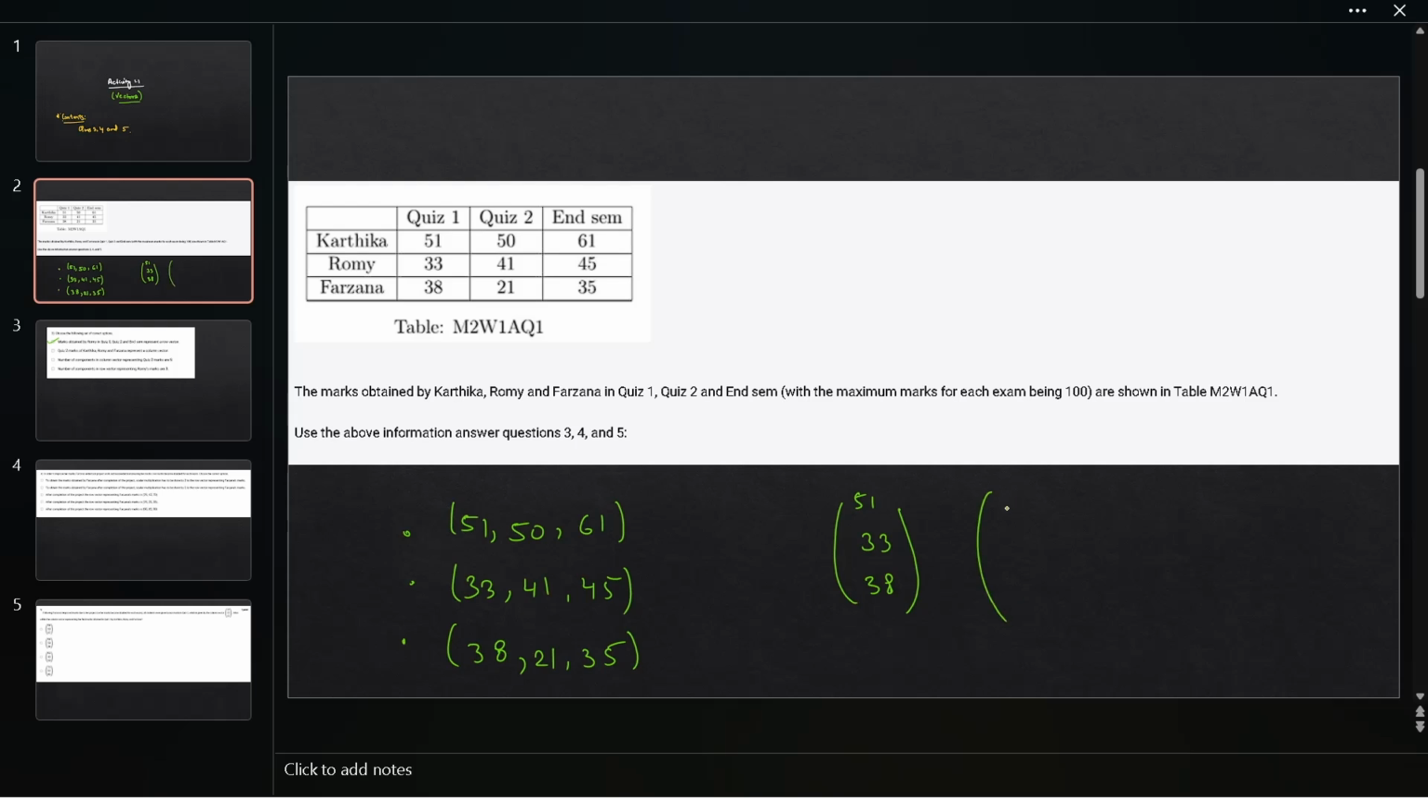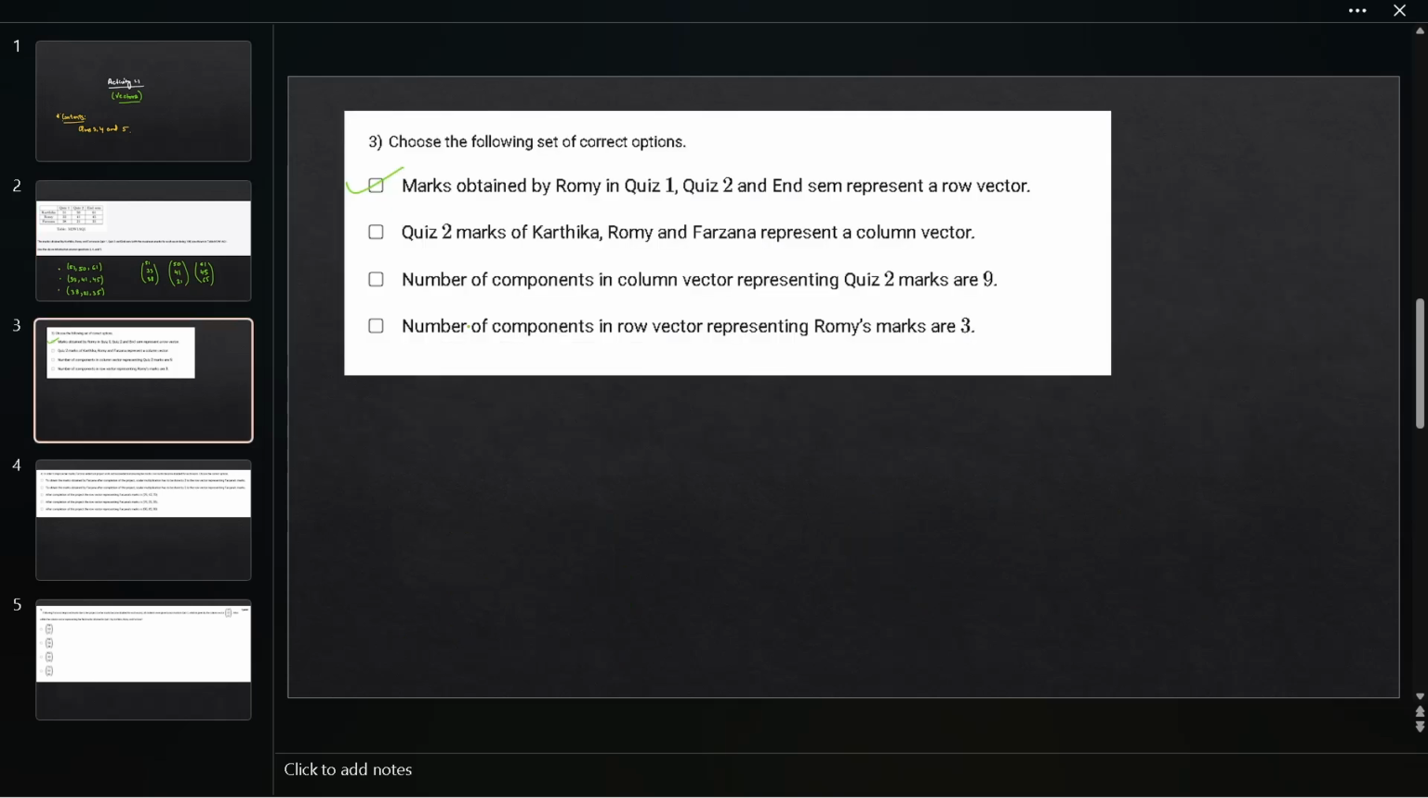Similarly, the marks of quiz 2 are represented as a column vector as well, where we have 50, 41 and 21, where each element represents the quiz 2 marks of Karthika, Rami and Farzana respectively. And here we have the marks of NSEM as well, which can be written in this column vector: 61, 45 and 65. So each column vector represents either the marks of quiz 1, quiz 2 or NSEM of all three individuals. So quiz 2 marks of Karthika, Rami and Farzana represent a column vector. This option is correct as well.